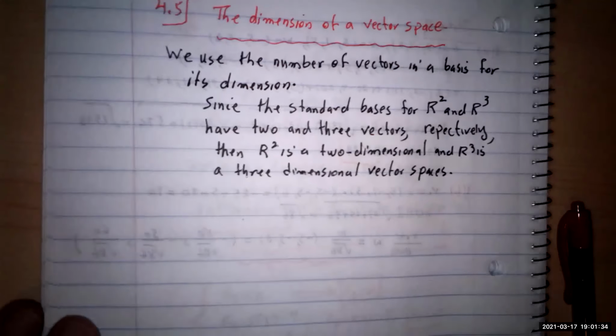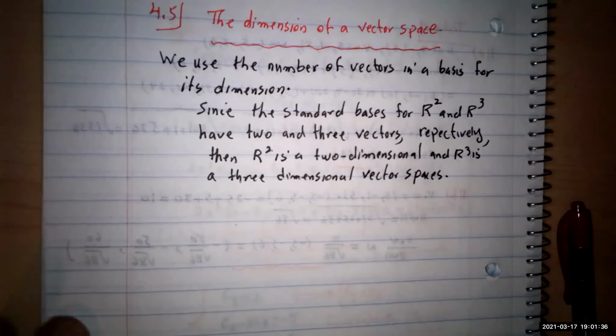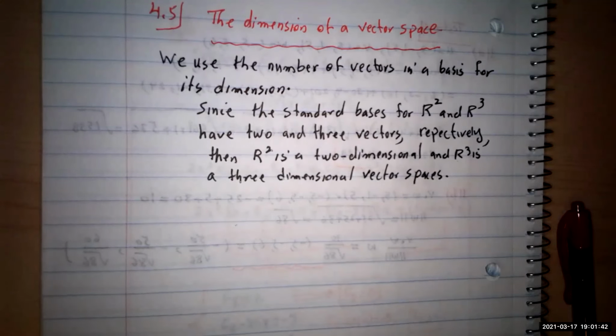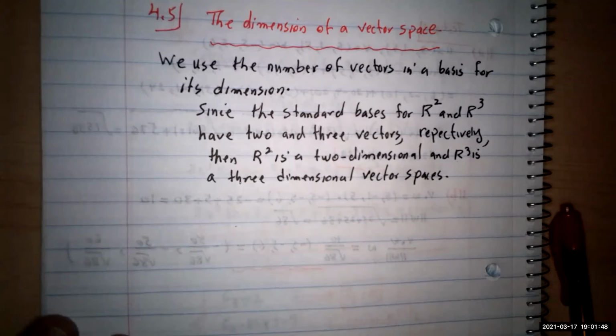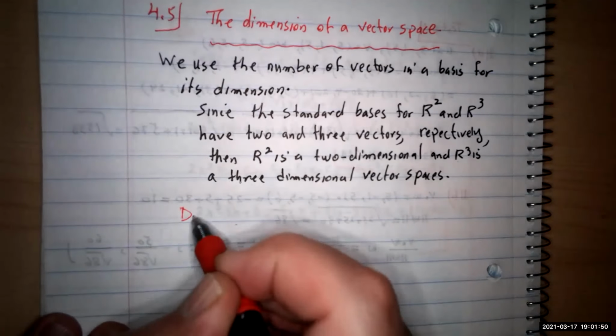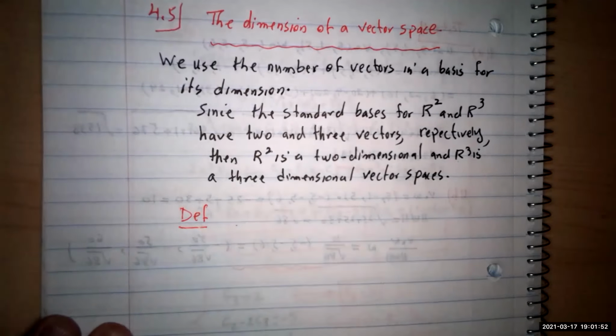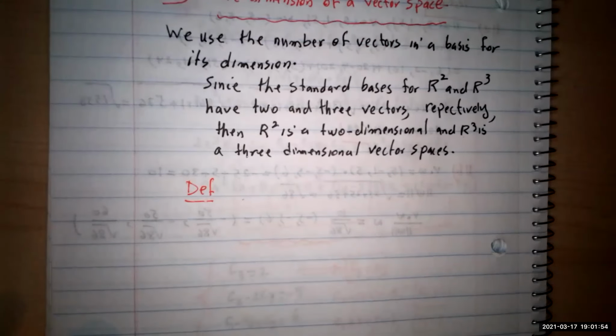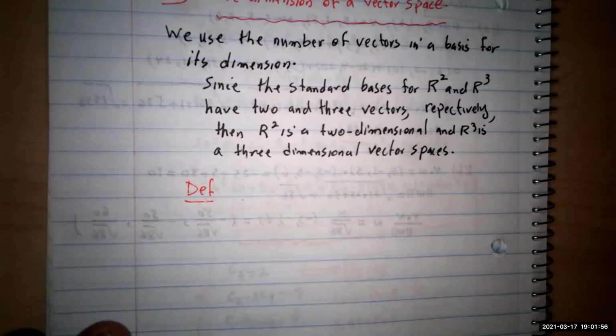So if you can find a basis for a vector space, then you count the number of vectors in the basis. That number of vectors in the basis is going to be the dimension of your space. So officially, this is going to be the definition of a dimension.